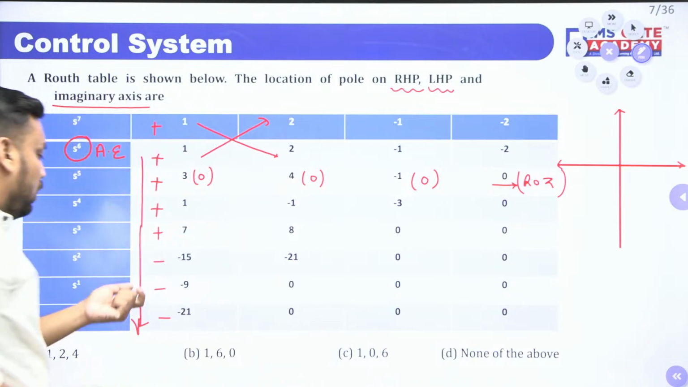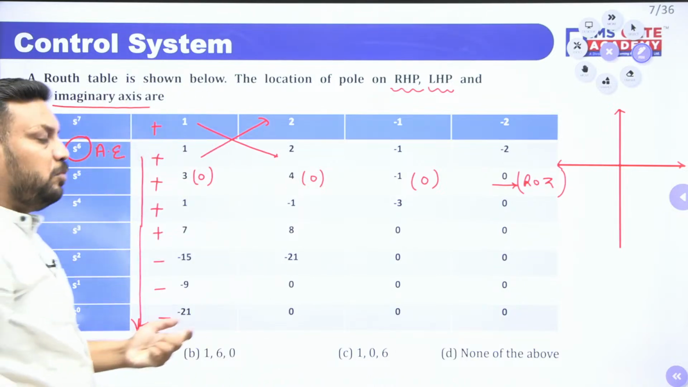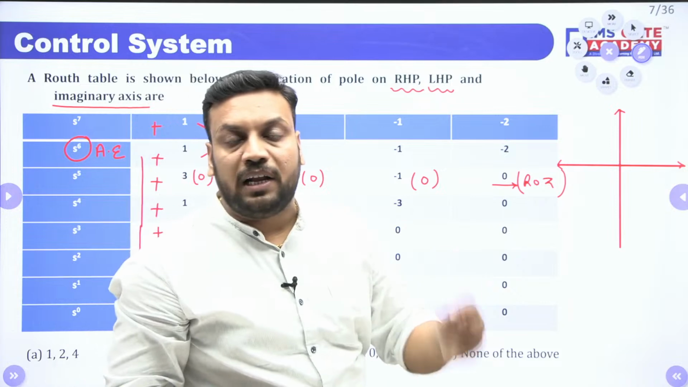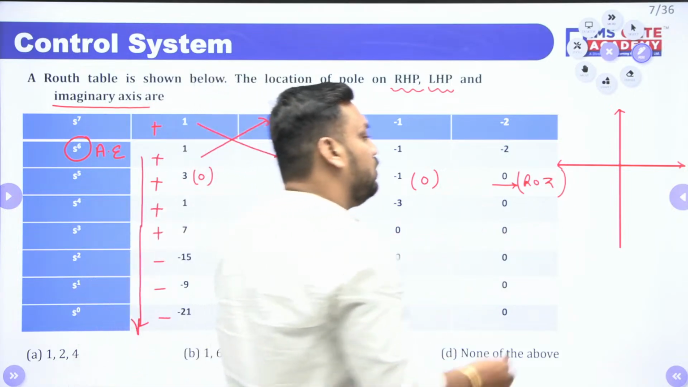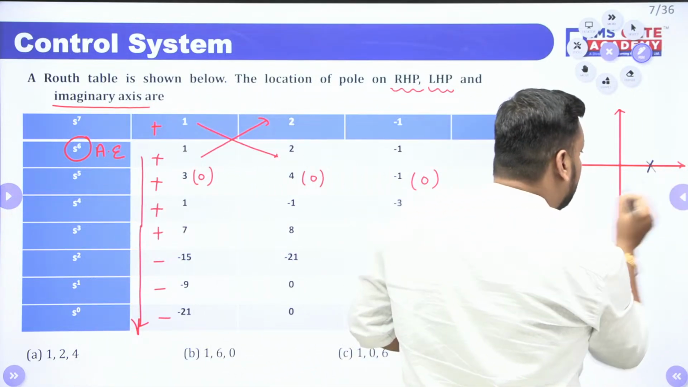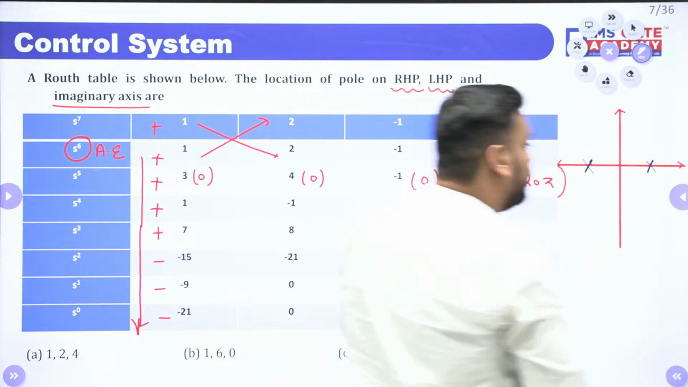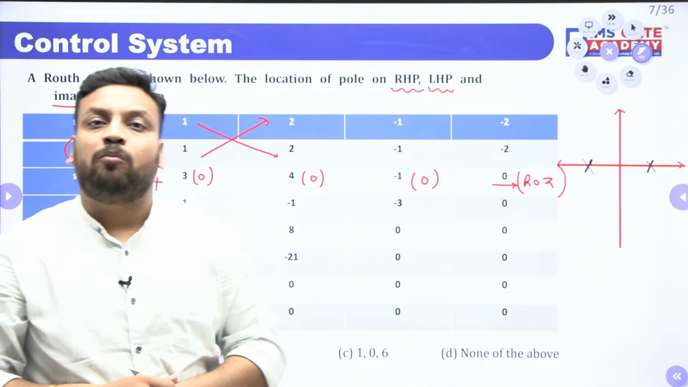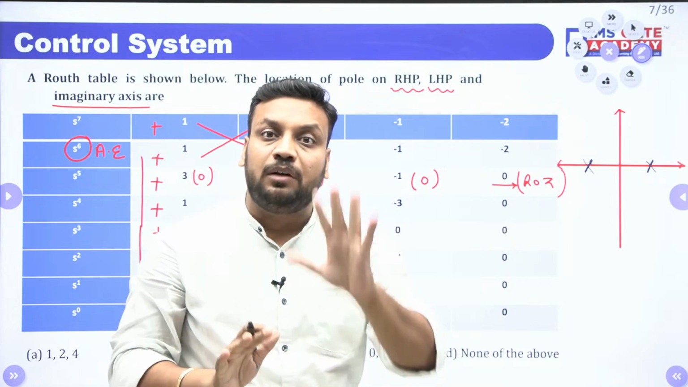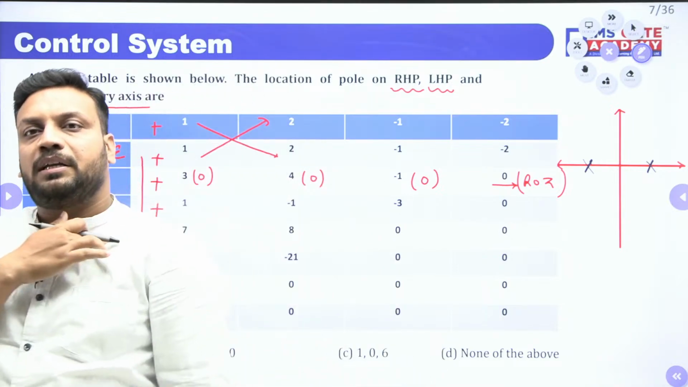Because there is only one sign change from the auxiliary equation downward, it means one symmetrical root lies in the RHS. But how many total symmetrical roots are there, guys? Total symmetrical roots are 6.